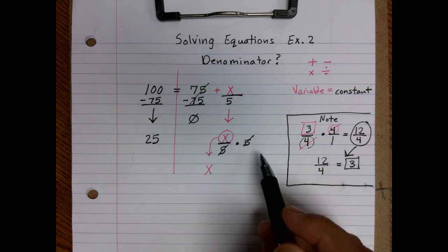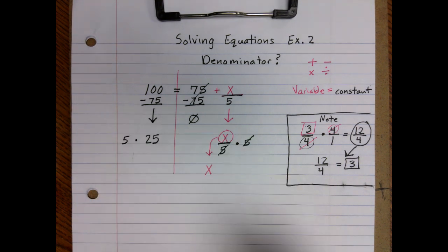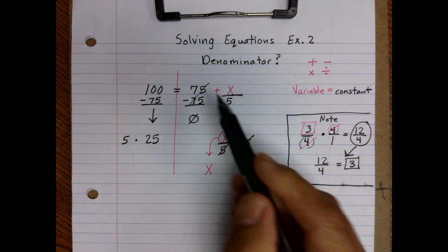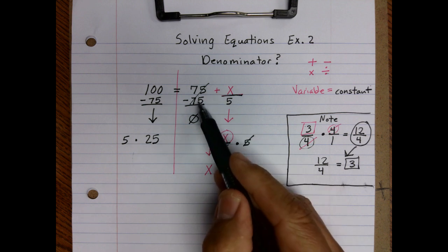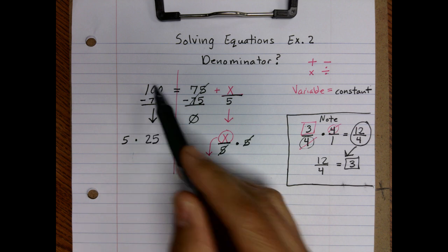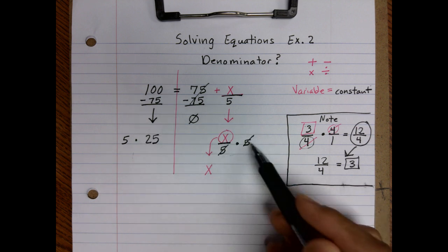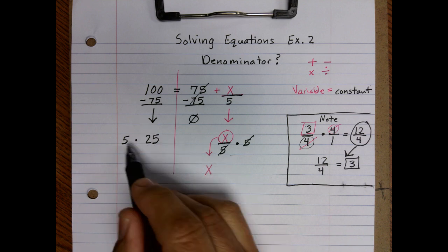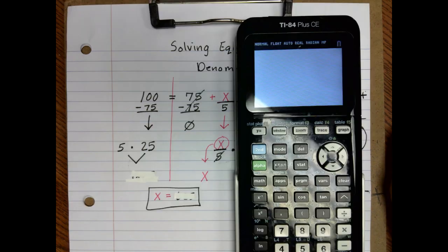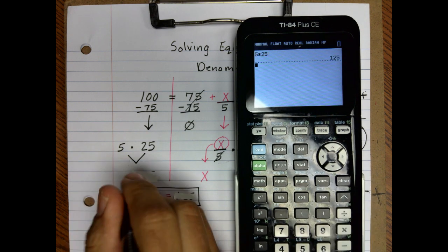Right, we just multiplied by 5. And so if we want it to be balanced, we also have to multiply the left side by 5. No different than when we did the subtraction initially. If I subtract the right by 75, I have to subtract the left by 75. If I multiply this on the right by 5, I have to multiply this on the left by 5. So I'm going to go ahead and do 5 times 25. And notice it gives me 125.